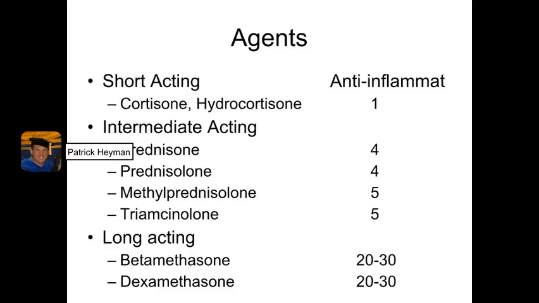All right, let's talk some drug names, shall we? For your test, you're going to have to know cortisone and hydrocortisone. Those are what's called a one-to-one. So they basically have the same strength as cortisol itself. They're one-to-one with cortisol. In fact, hydrocortisone essentially is artificial cortisol. Cortisone is basically a prodrug that turns into hydrocortisone in the body.